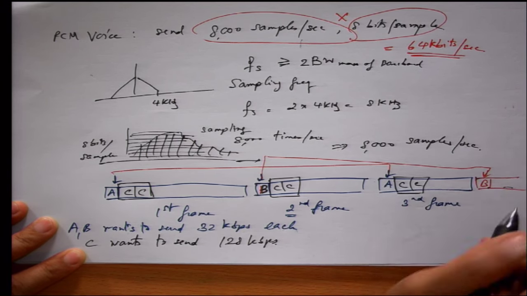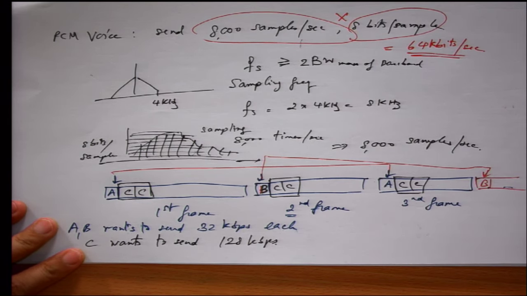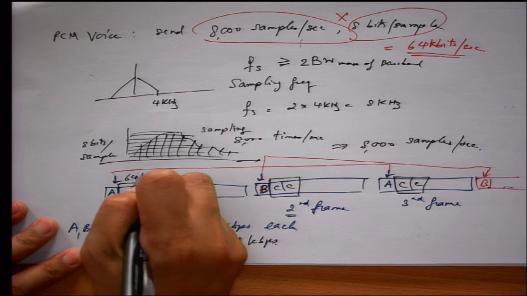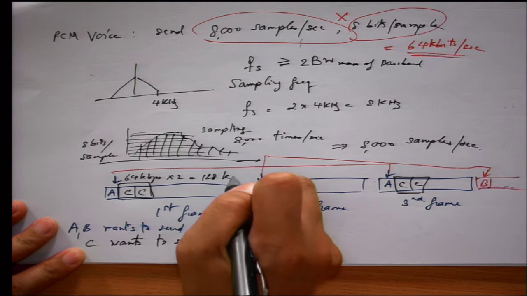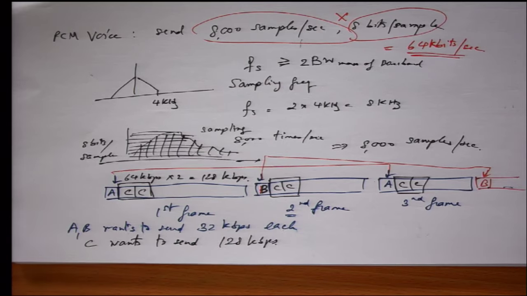Since one slot is 64 kilobit per second, okay? So two slots is 128 kilobit per second, okay? So 64 kilobit per second times 2, 128 kilobit per second, okay? For user C.